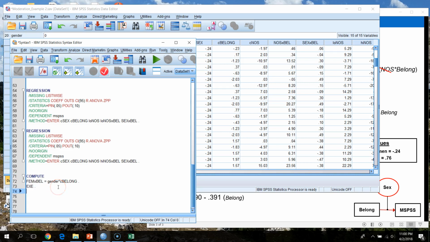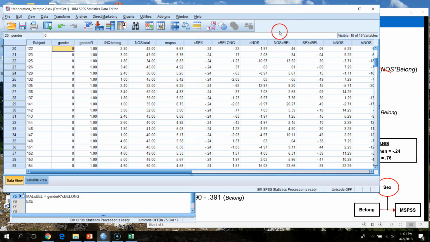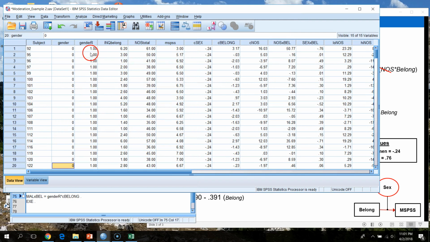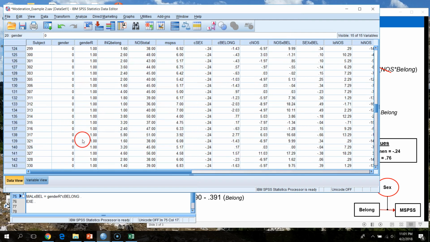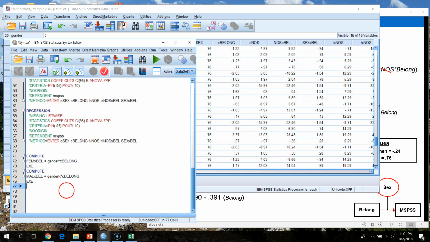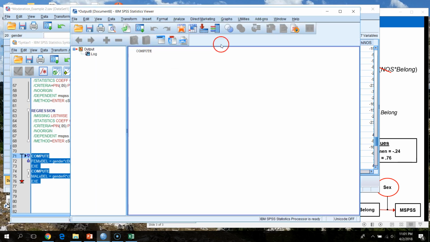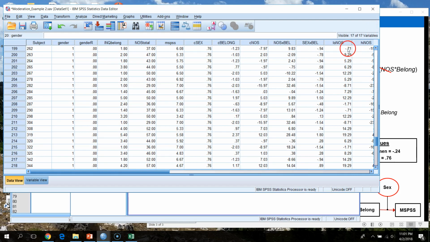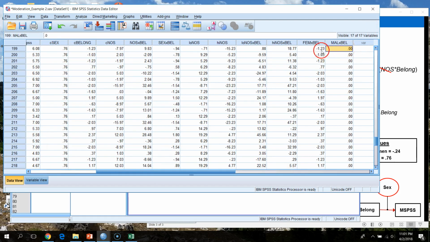And then I'm going to do the same thing for men. Okay, I'm going to say male times belonging is just going to be my gender R variable. So this is my model where men are 0 and women are 1. And I'm going to multiply that to create a new interaction term. Okay, I'm going to go through, multiply, create these. Okay, and so now I've got two new interaction terms.